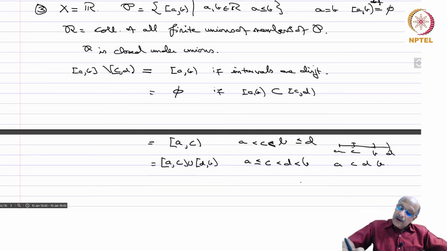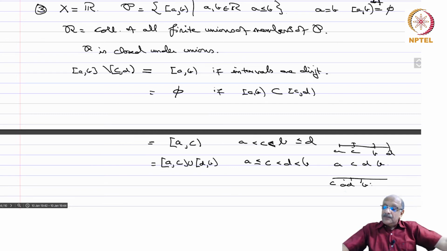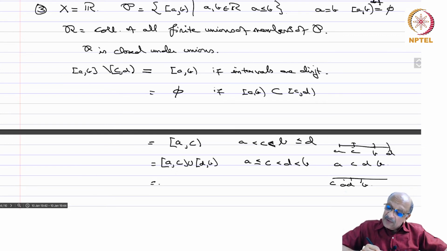Okay. And if you have that, if C is on this side, if C, then you have A, then you have D, and then you have B. Okay. In this case, you will have AB minus CD will be nothing but DB.